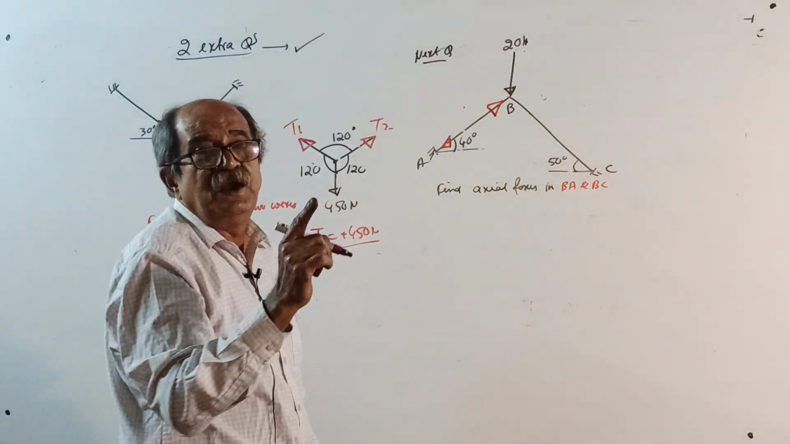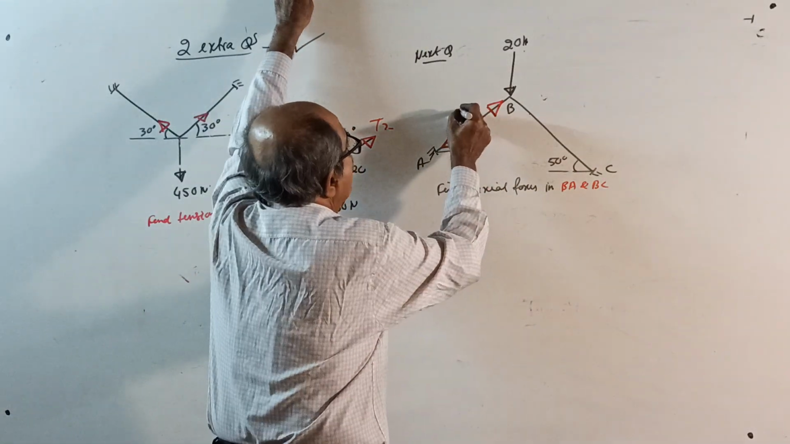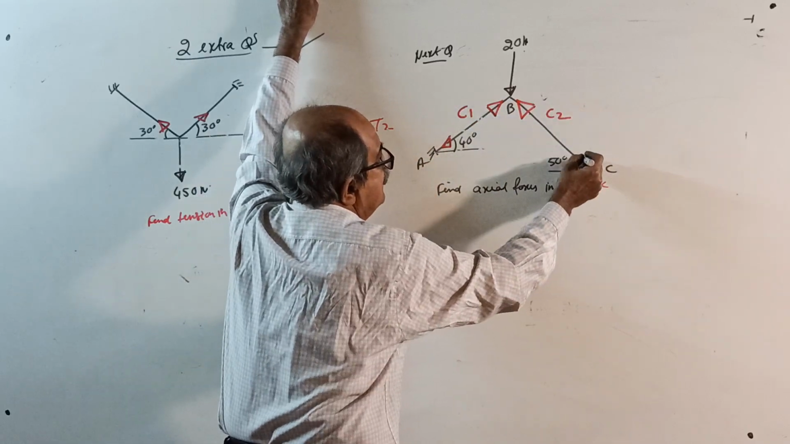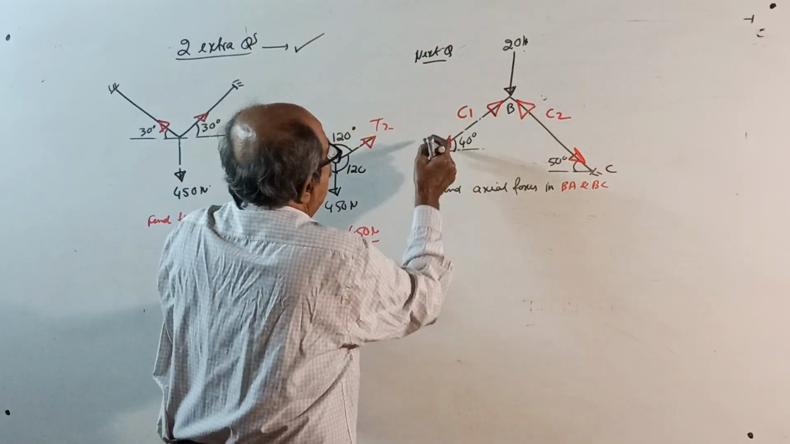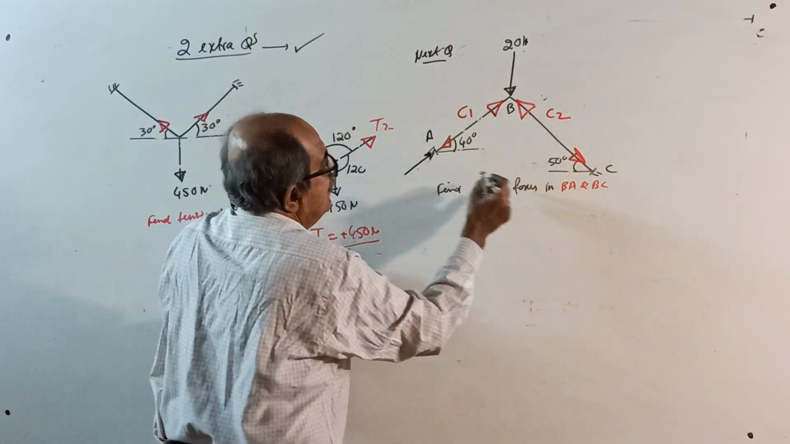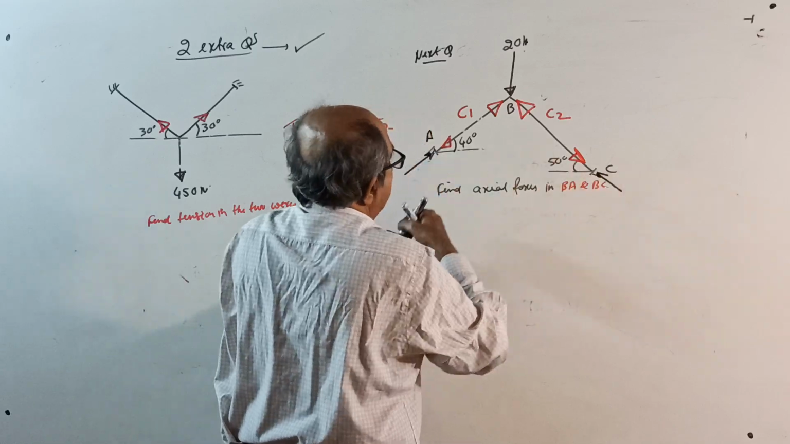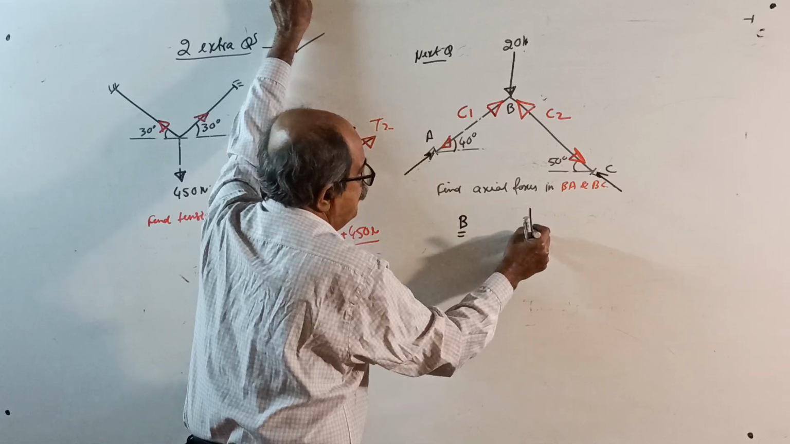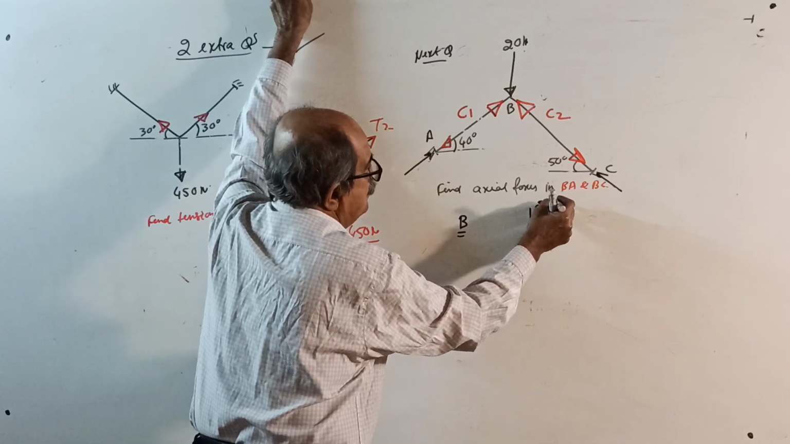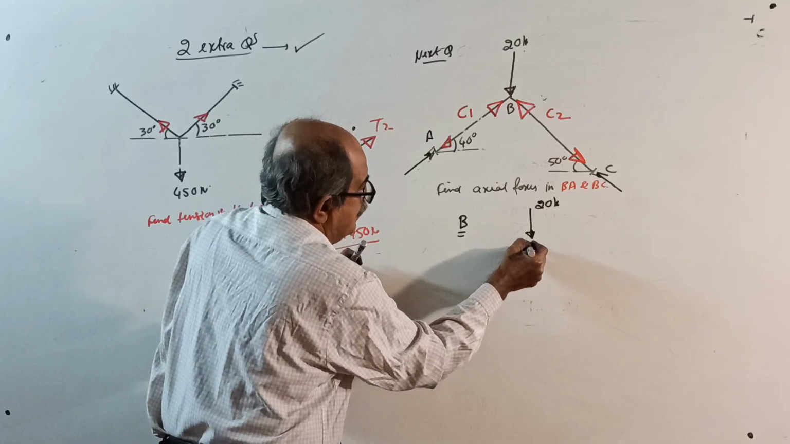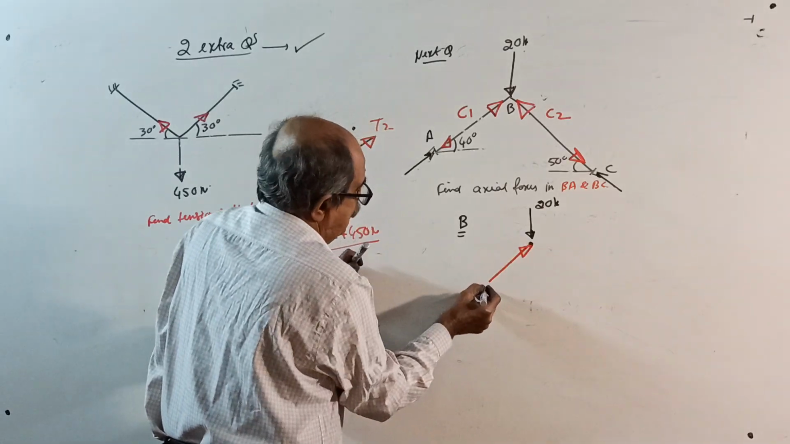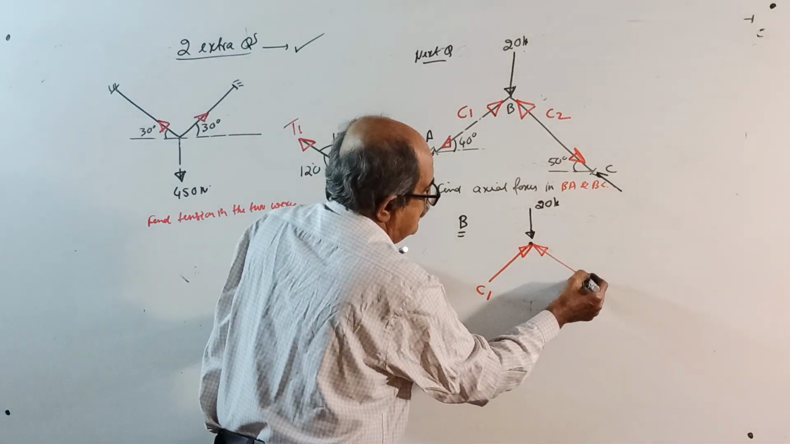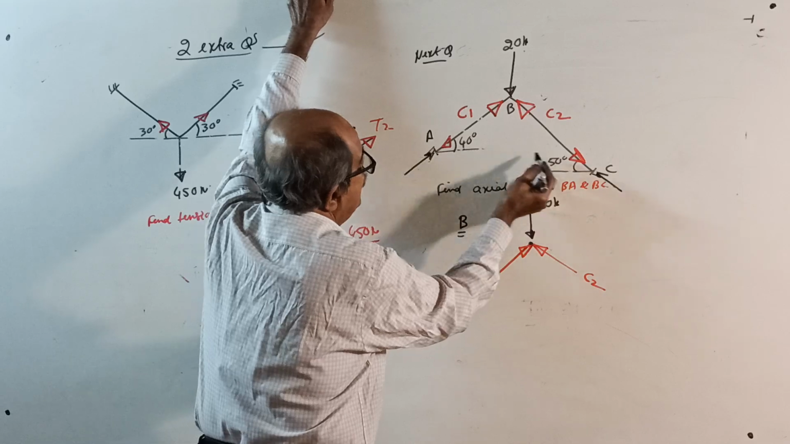Draw one more sketch actually, don't use the same sketch. Let C1 be compression in this member, let C2 be compression in this member. Now see, reactions will come this way, not required. Now consider equilibrium of joint B. Load of 20 kilonewton, one compression comes this way, C1, and one more compression this way, C2, 40 degrees, 50 degrees.